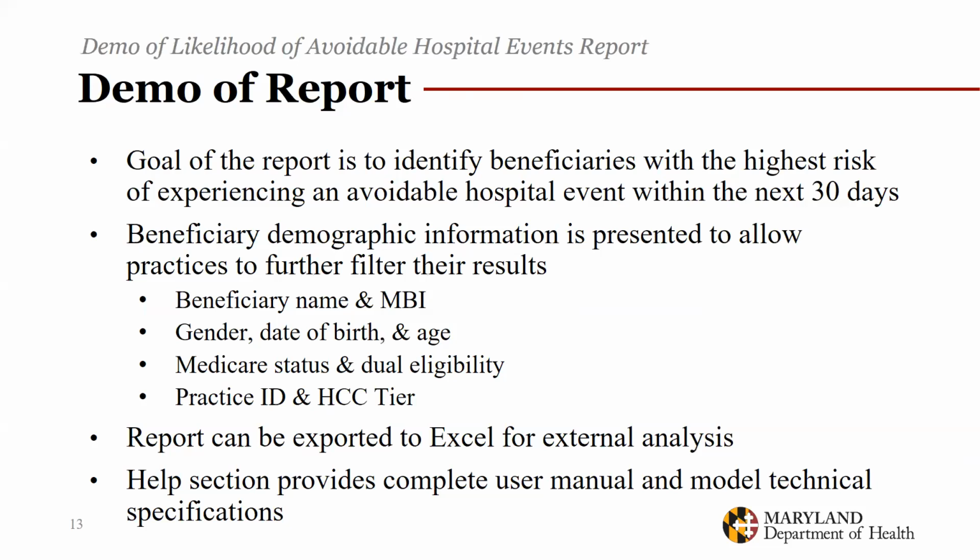And we cover a series of beneficiary demographic information: name, MBI, gender, date of birth, and age, as well as Medicare status, dual eligibility, and program level factors such as your practice ID and HCC tier. As Ian mentioned, these reports can be exported into Excel for external analysis. We recognize that a lot of practices will need to take this information on the go. So be able to export the information, filter further, and then share with care partners as needed in order to make the risk score truly actionable.